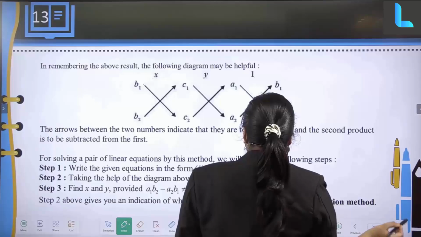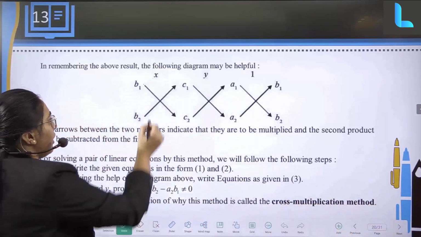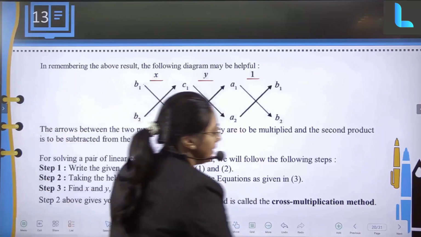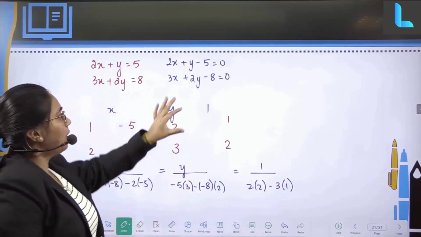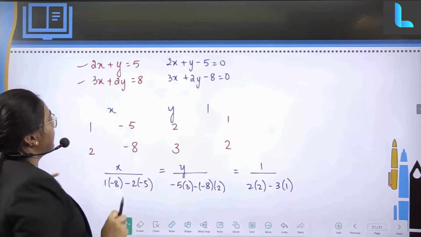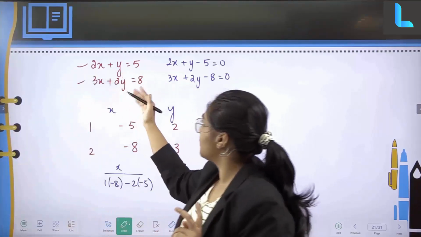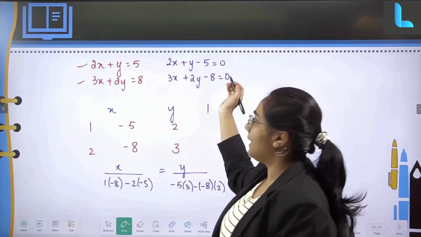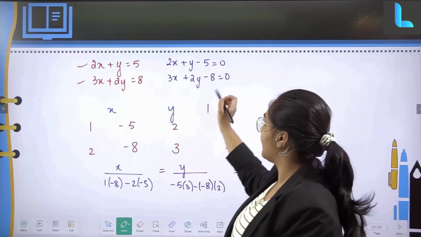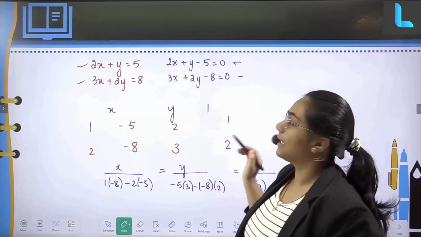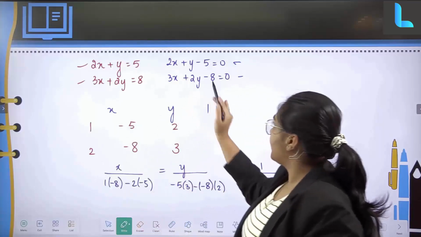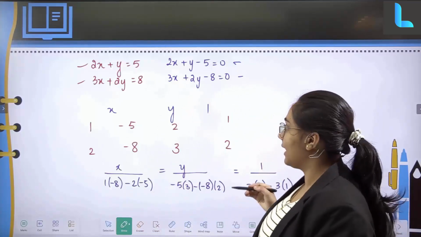Now, if we write it like this for simplification, it is going to be easier. How am I going to show you? I have to consider two different equations, equation 1 and equation 2. It is always easier for us if we keep the constant also on the left hand side. So when I do that, 2x plus y minus 5 is equal to 0, and 3x plus 2y minus 8 is equal to 0, is what I'll be getting.